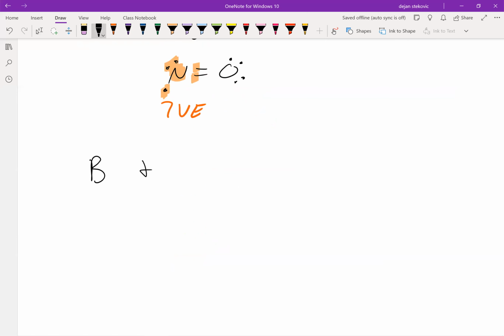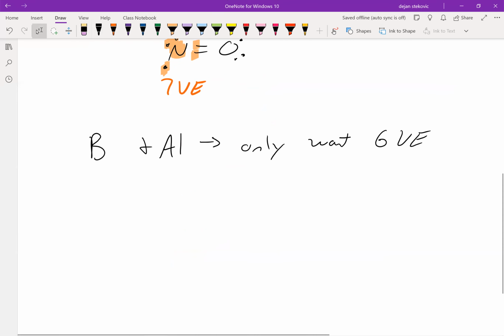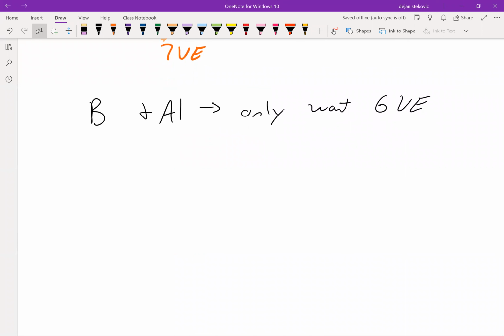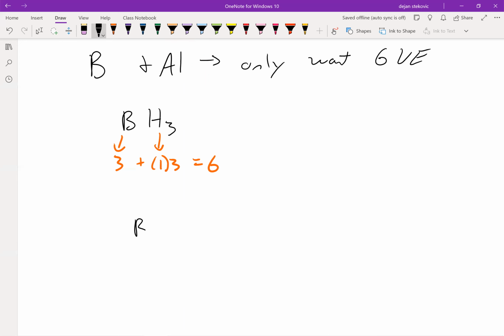Another exception is boron and aluminum. They only want 6 valence electrons, right? Everything else wants 8 valence electrons. Boron and aluminum just decide, nope, we're not going to do that. We're only going to have 6 valence electrons. So for example, BH3, that's a very common molecule. Boron has 3 electrons. Each hydrogen has 1. There's 3 of them. Go ahead, sum them up. That's 6 valence electrons. Hydrogen is terminal, so boron goes into the center.